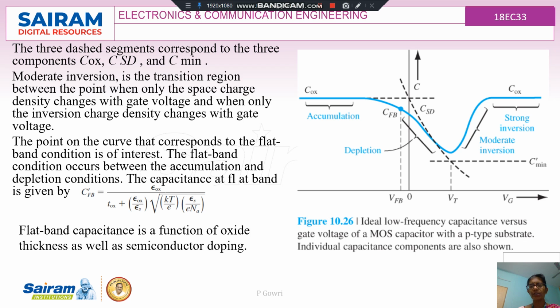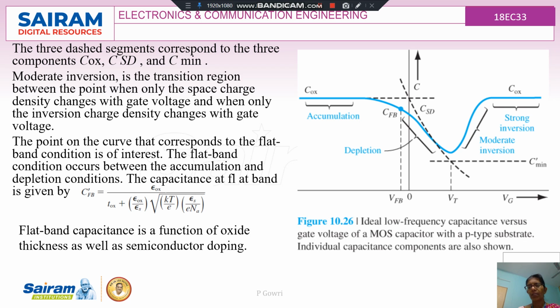The CFB is the flat band capacitance, and it is given by C'FB equal to epsilon ox divided by Tox plus epsilon ox by epsilon s into root of kT by e into epsilon s by NA. The flat band capacitance is a function of oxide thickness as well as the semiconductor doping.